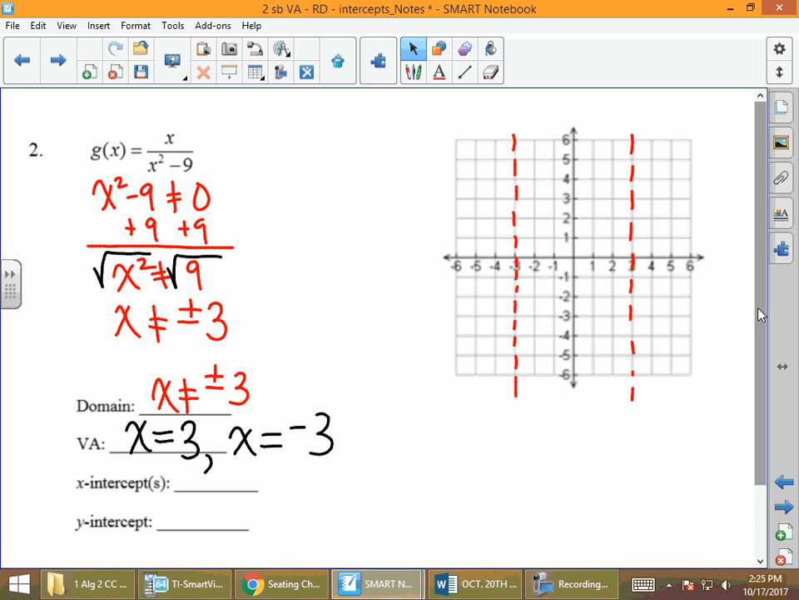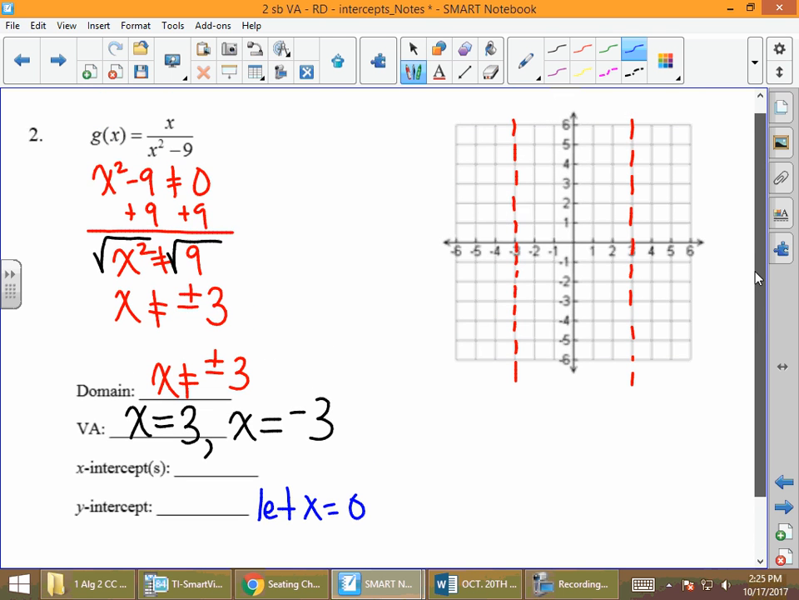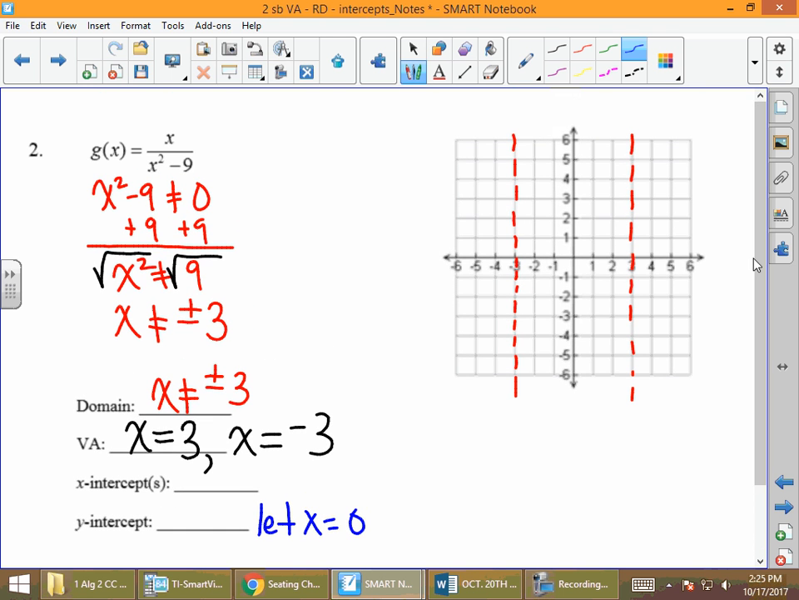Again, I'm going to start with the y-intercept. To find the y-intercept, we let x equal 0 in our equation. So when we come back over here, to let x equal 0, we've got 0 divided by 0 squared minus 9. Well, that gives us 0 over negative 9. And 0 divided by negative 9 is 0.